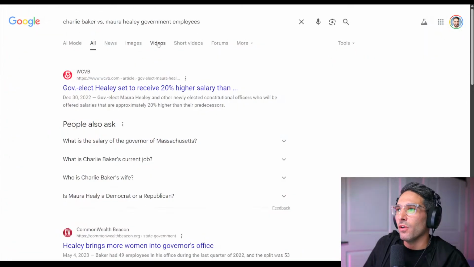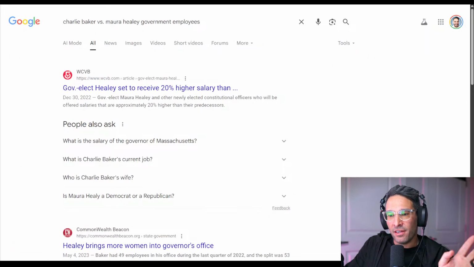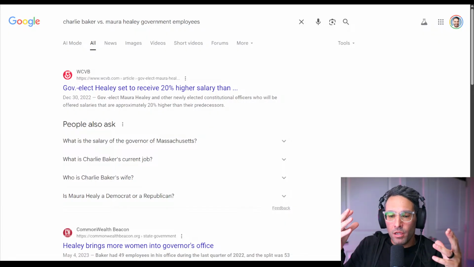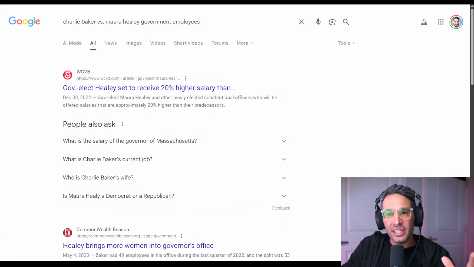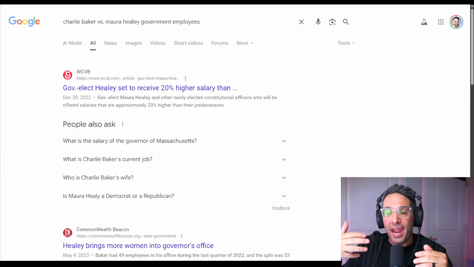This is what I'm getting at here. The amount of government hiring and different programs and different coalitions and all of this stuff that has been created under Maura Healey is absolutely crazy. There are so many organizations and advocacy groups and this and this and this. And the state budget just keeps on getting bigger and bigger and bigger.